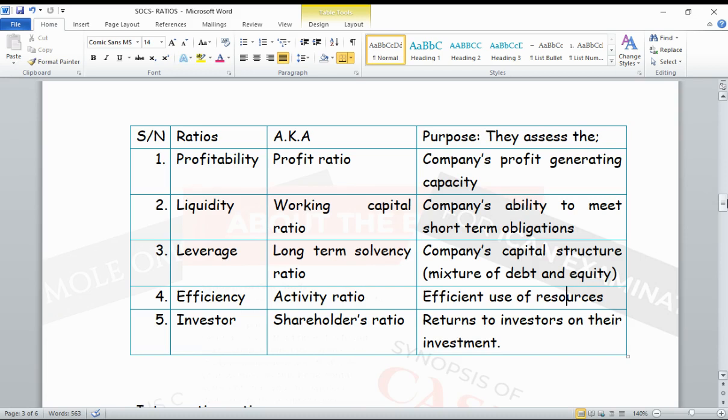Now, the financial statement ratios are not basically all. There are other things you can actually have. But basically, this is a major category of financial statement ratios that we have, and this is what we'll be discussing in this particular class.